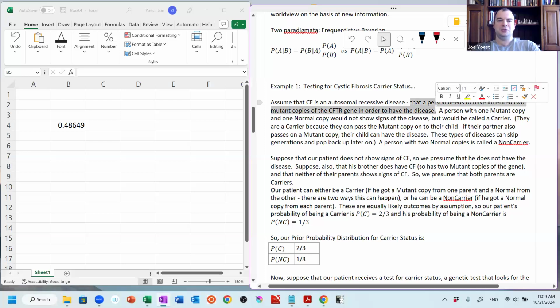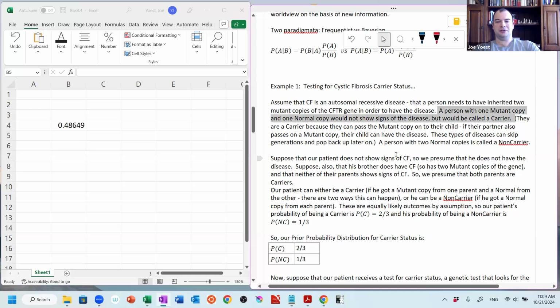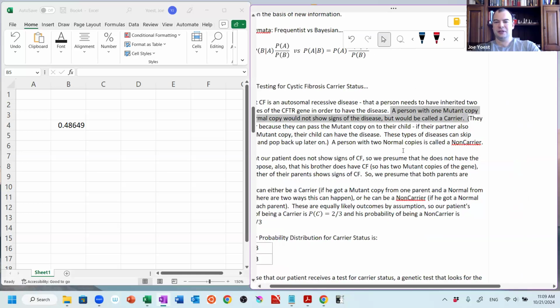And this means that a person needs to have inherited 2 mutant copies of the CFTR gene in order to have the disease. A little side note, this medical background is something I'm giving as background, but this isn't stuff that you need to know for stats. So a person with 1 mutant copy and 1 normal copy would not show signs of the disease. They would be called a carrier.